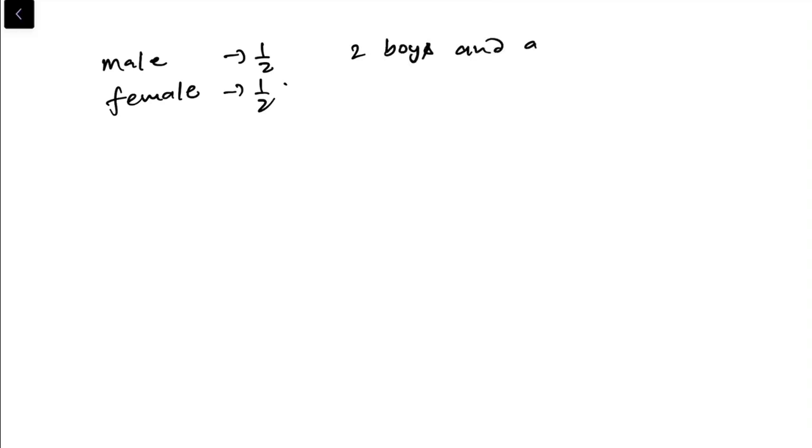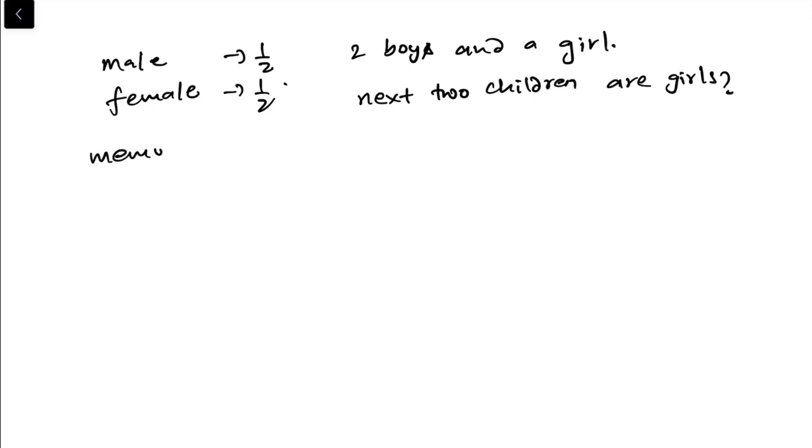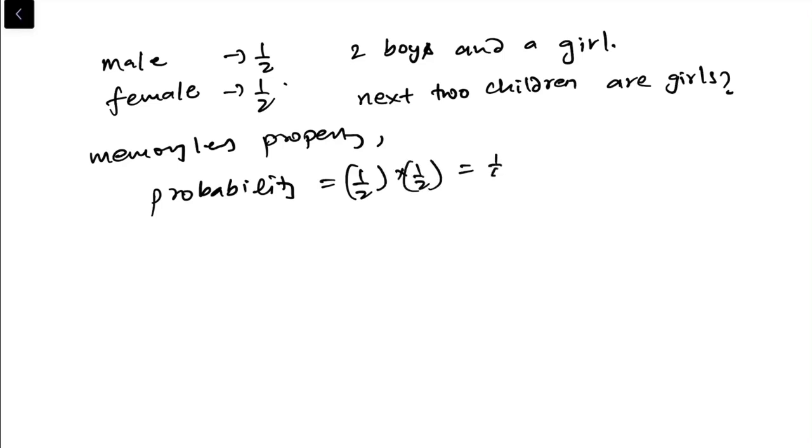So the probability of having a male or female child is equal, that is half. A woman has 2 boys and a girl. What is the probability that her next 2 children are girls? So we have to find out this probability. Now due to memoryless property, we can say that the children she had so far are irrelevant when it comes to working out the probability that the next 2 are girls. Okay, so the probability is simply 1 over 2 times 1 over 2, which is 1 over 4, 0.25. All right, so this is how we can use the memoryless property to solve some questions.